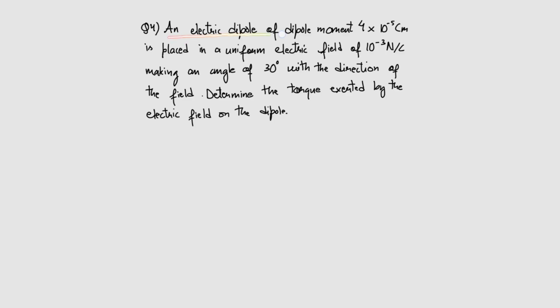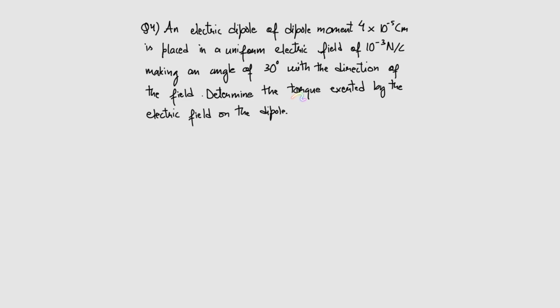An electric dipole of dipole moment 4 into 10 power minus 5 coulomb meter is placed in a uniform electric field of 10 to the power minus 3 Newton per coulomb, making an angle of 30 degrees with the direction of the field. So this is the value of theta. Determine the torque exerted by the electric field on the dipole.